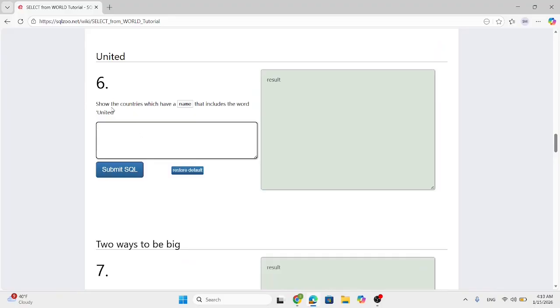Okay. Show the countries which have a name that includes United. This was an important part of the SQL. As I said, if we want to, for example, show something that starts with, for example, A, we need to do like this. If we want to show something that ends with A, we need to do like this. If we want to show that it includes A, doesn't matter in the end or in the beginning, we need to do like this.